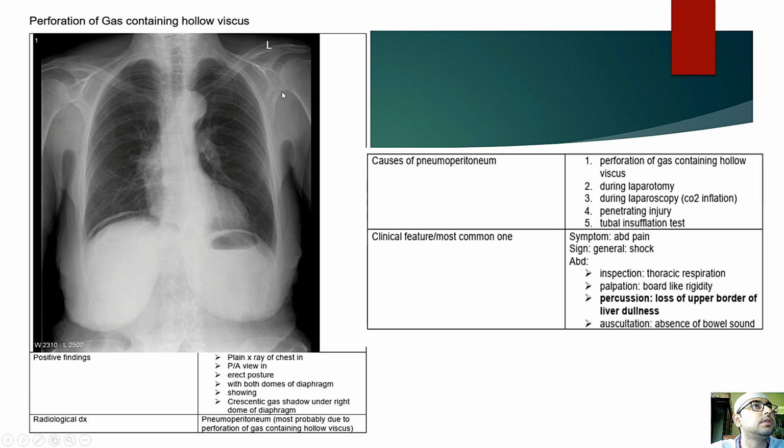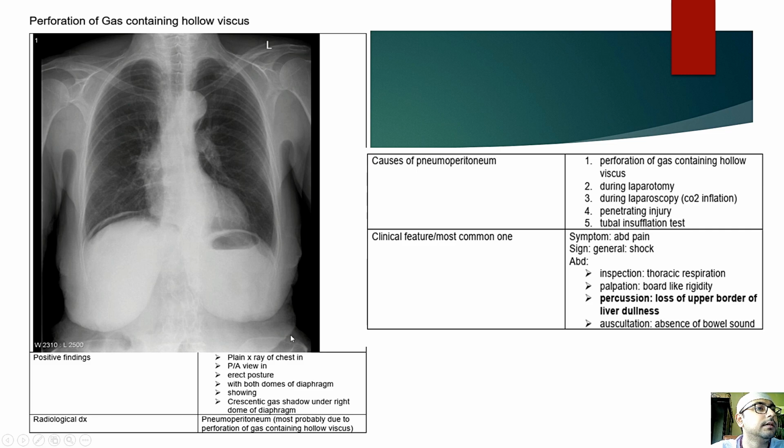And we can see some radio-opaque and radiolucent shadows. The radio-opaque shadows consist of the heart and the viscera, and the radiolucent shadows, that means the black shadows, consist of the lung, with some bronchovascular markings here, and the bones are also radio-opaque. So the main finding here is the crescentic gas shadow under the right dome of the diaphragm.